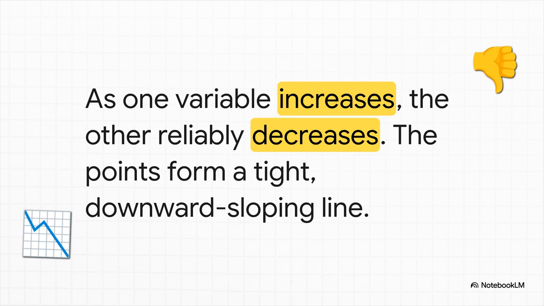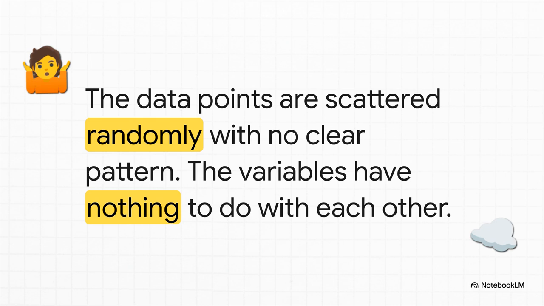On the flip side, if all the points are marching down the hill in a tight line, that's a strong negative correlation. As one thing goes up, the other one predictably goes down. Maybe think something like training hours and the number of mistakes on the factory floor. And then, of course, if the data points look like someone just sneezed on the page, just a random cloud scattered all over, it means there's no correlation. The two things have nothing to do with each other, and trying to make a forecast would be totally pointless.